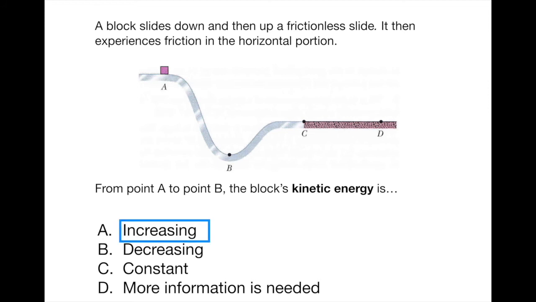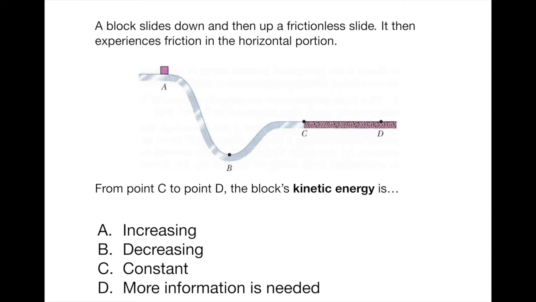Okay, hopefully you saw that the gravitational potential energy is going to decrease. In this portion, we don't have any friction, so the total energy stays the same. So as the gravitational potential energy decreases, the kinetic energy will increase. The block will speed up. Okay, now how about from point B to point C? In this case, the gravitational potential energy is increasing, so therefore the kinetic energy will have to decrease.